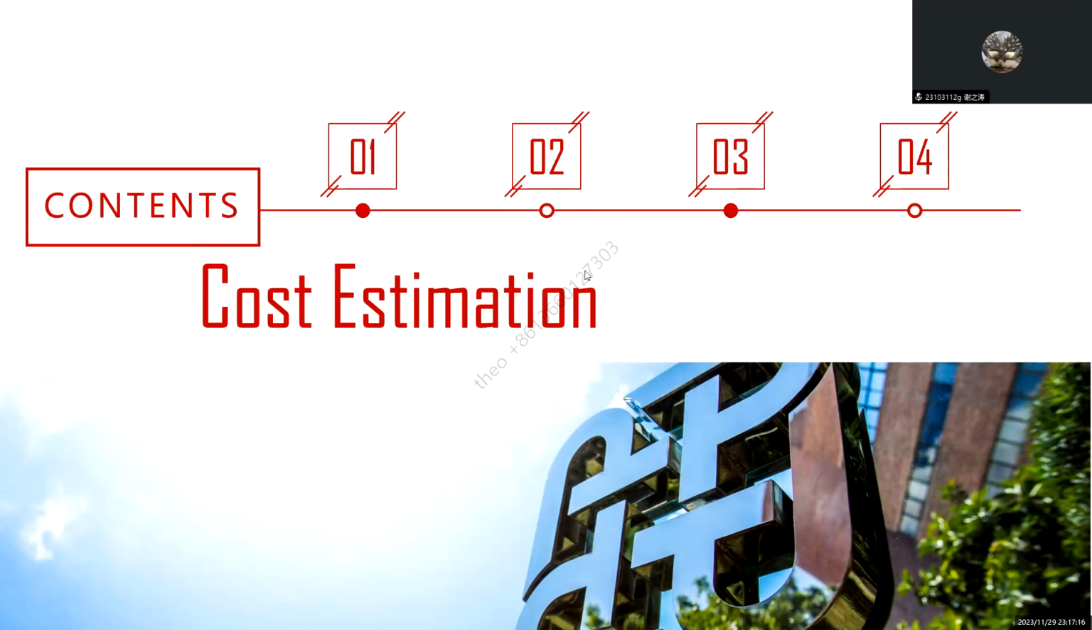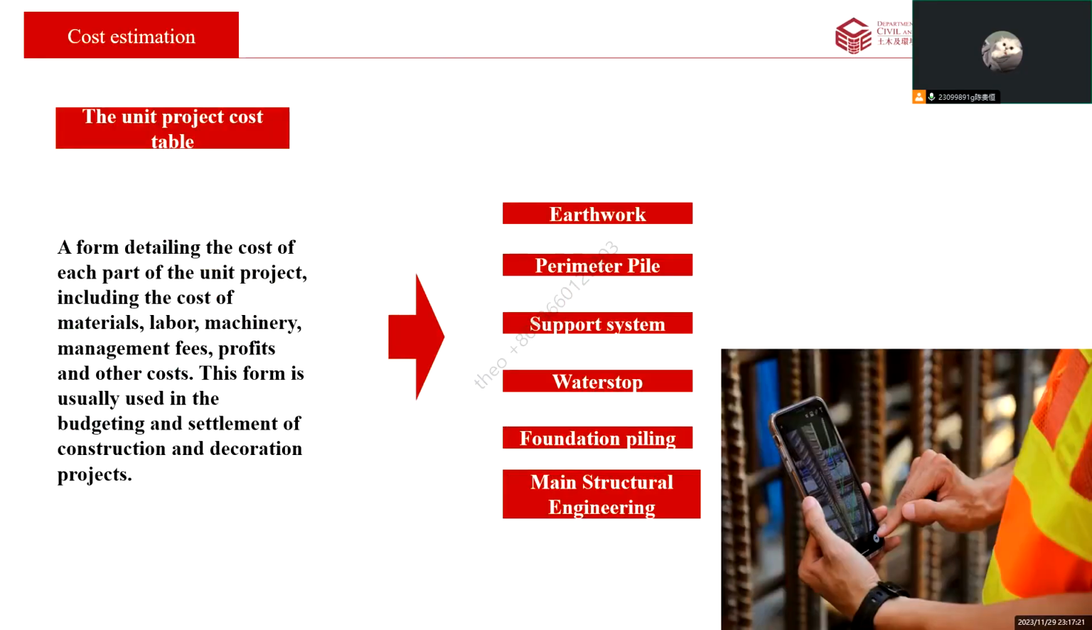My part is about the cost estimation. The unit project cost table is a detailed list of unit project costs of each part. The total cost table is divided into 6 parts: earthwork, primary pipes, support system, water stops, foundation pipes, and the main structure engineering. Each part can be basically divided into measured project costs, which includes set construction costs for the overall measures of the unit volume of work multiplied by the rate.